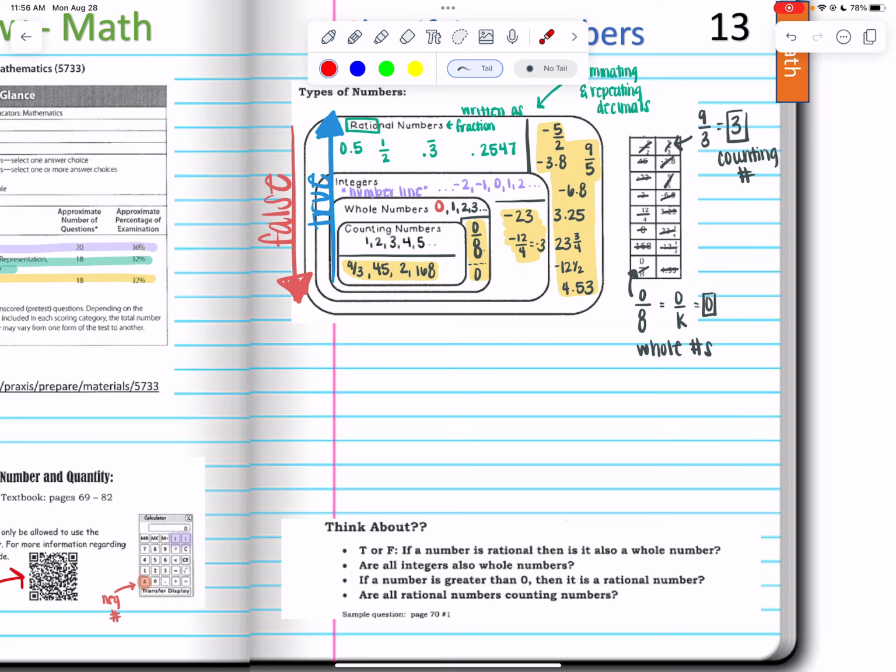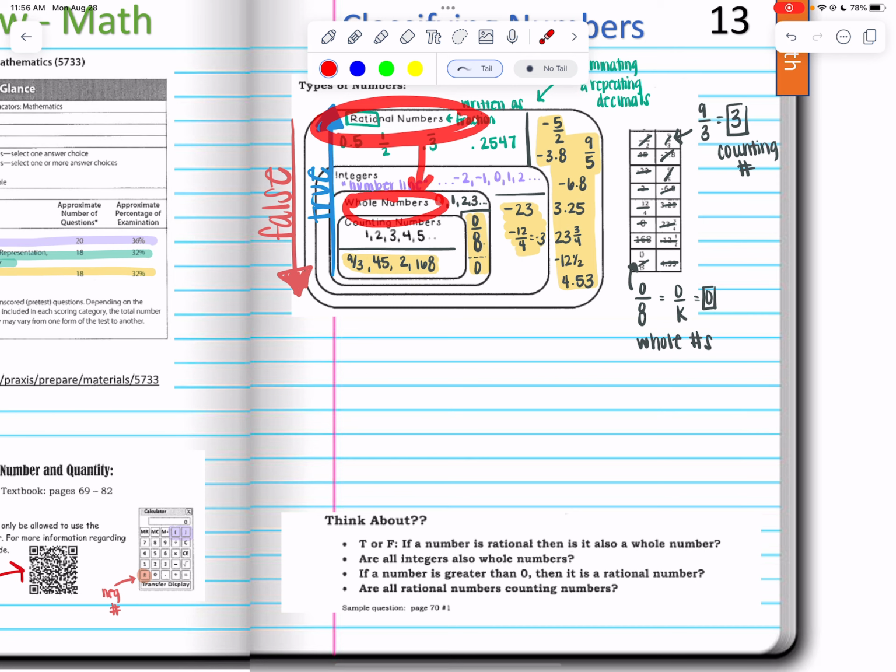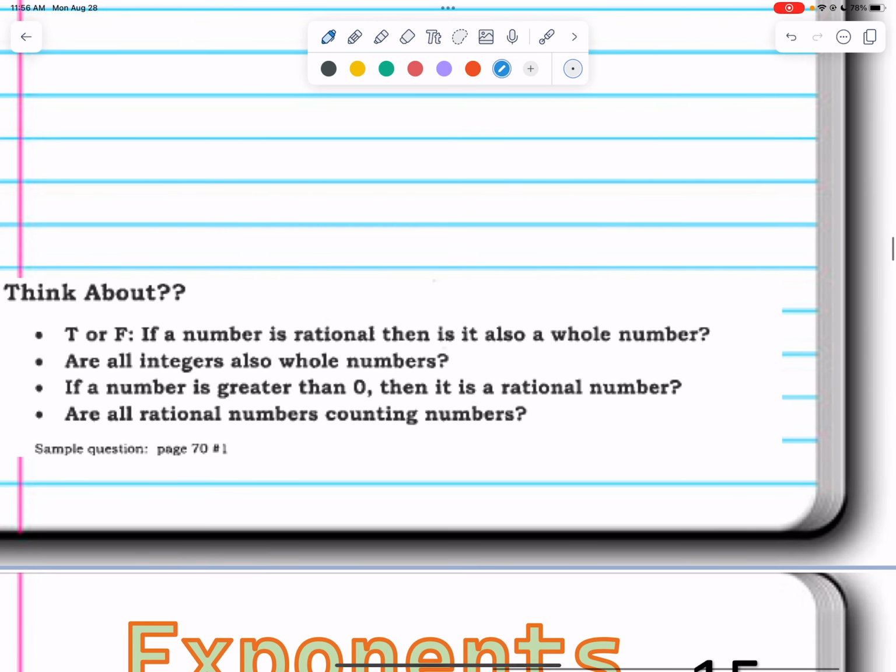So let's look at some examples. Number 1 says true or false: if a number is rational, then it is also a whole number. That's going down, and we said that was false. An example would be the number 1/2. 1/2 is a rational number, but it is not a whole number. And so we disprove a statement. We call it, in math, a counterexample. So 1/2 would be an example of a number that is rational, but not a whole number.